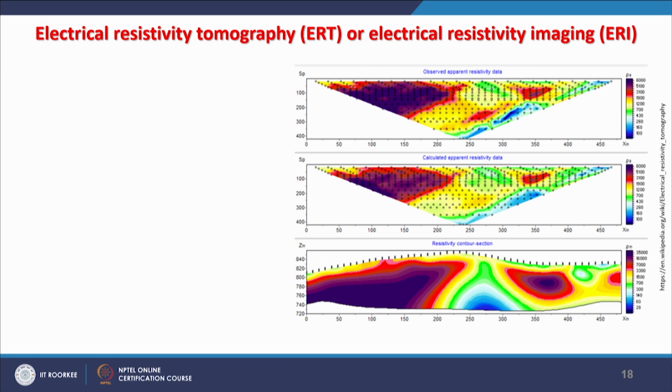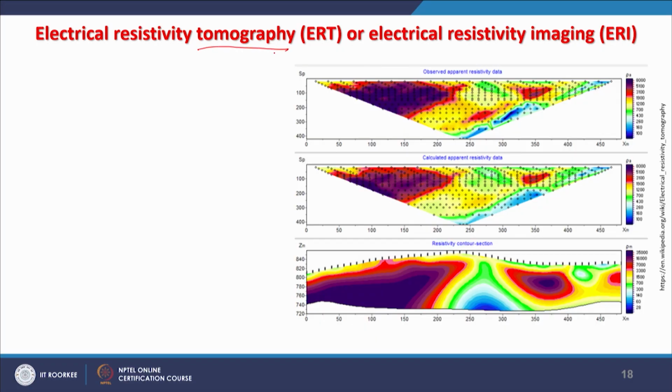Now, when we do not get good results from VES or profiling, or Wenner or Schlumberger, when all these methods are not giving good results or a good understanding about the area, then we can resort to a more advanced resistivity method, which is called electrical resistivity tomography or ERT, also known as electrical resistivity imaging. Now, first we will look at this diagram and then we will see the other details also.